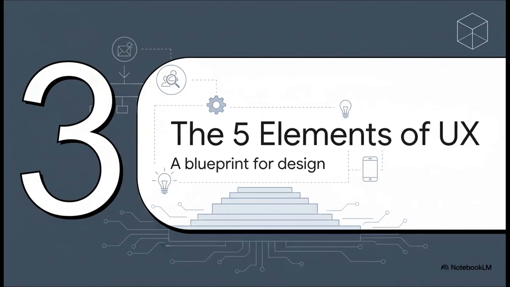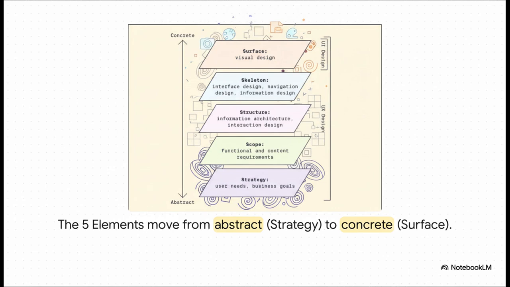So that leads to the big question. How do you actually build one of these great user experiences? Well, I can tell you it's not by just jumping in and designing pretty screens. Not at all. There's a structured blueprint for this, and it's called the 5 elements of UX. And here they are. I love this visual because it shows you exactly how it works. Think of it like building a house. You've got these 5 layers, and you start with the abstract foundation at the bottom, the why, and you build your way up to the concrete stuff at the top, the what it looks like.